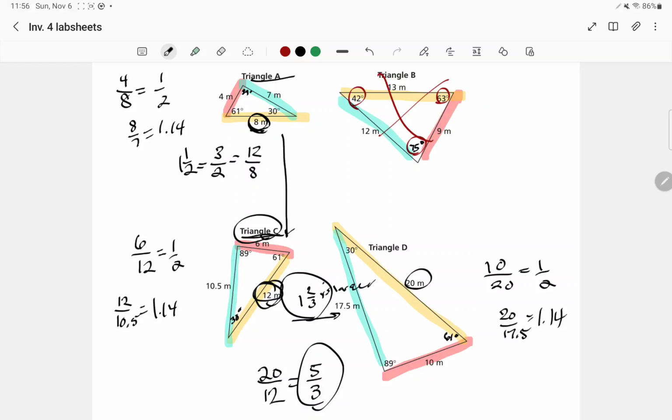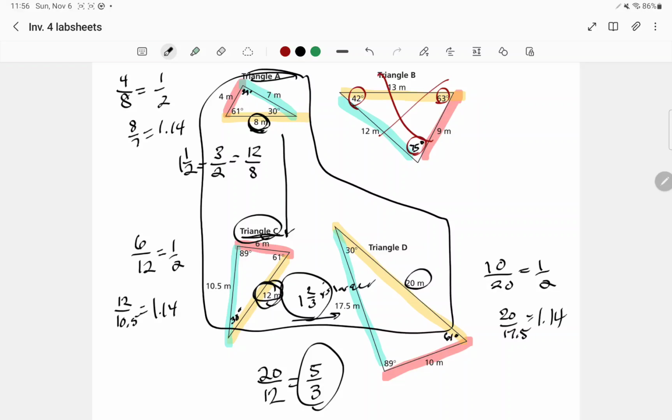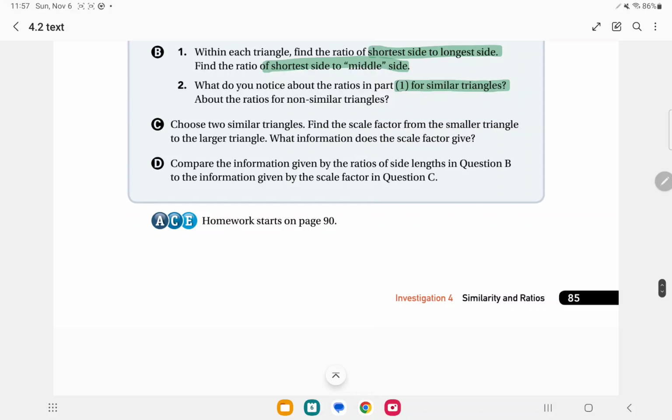So even though these ratios are different, it doesn't tell us about all three of them, whether all three are similar, like the ratios that we did previously. It just says between these two, are they similar or are they not? How much bigger or smaller is one triangle than the other? So make sure you answer part C. What does the scale factor give? It tells you how much bigger or smaller that triangle is.